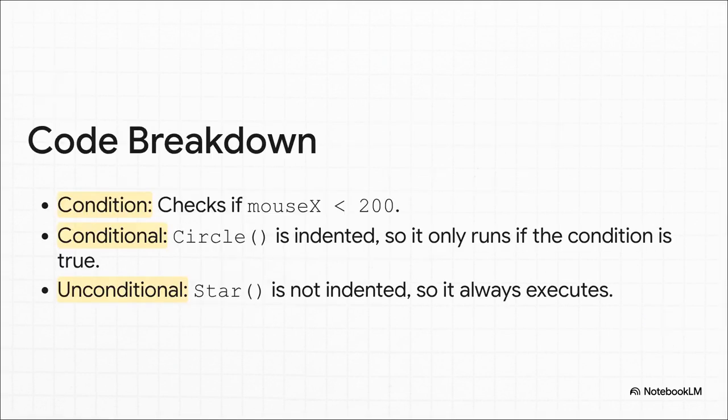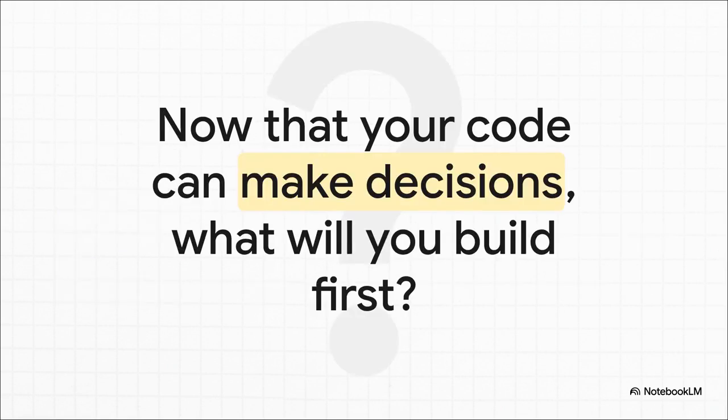So if you look at the code, you'll see the if statement is checking if the mouse's X position is less than 200. Basically, it's asking, did the user click on the left side of the screen? And because that circle is indented, a circle only shows up when you click on the left. But look at the star. It's not indented, so it's not part of the team. A star shows up with every single click, no matter where you are on the screen. See the difference?